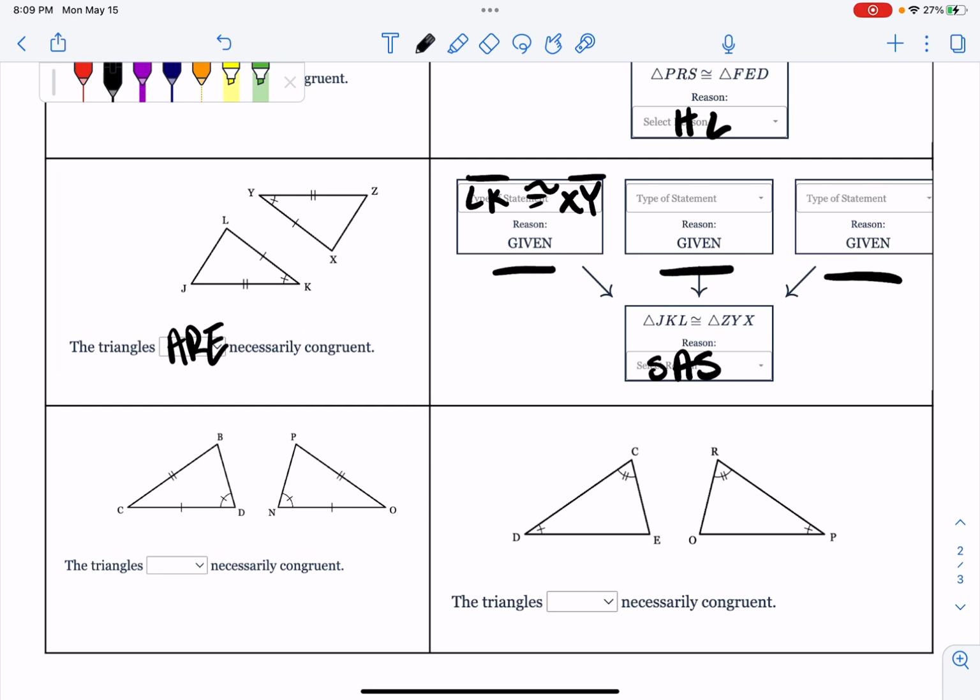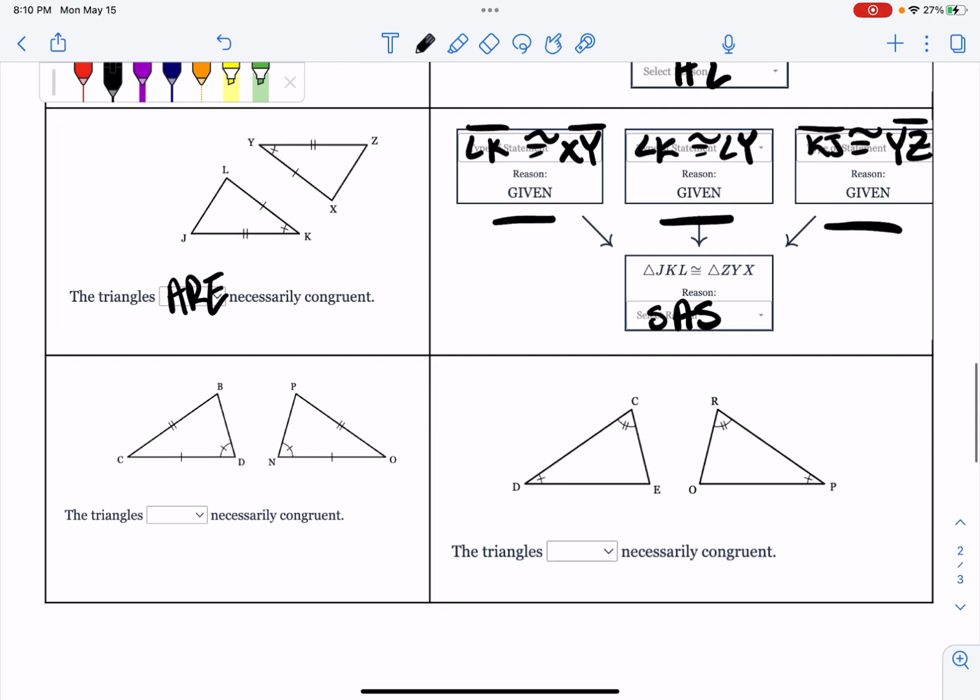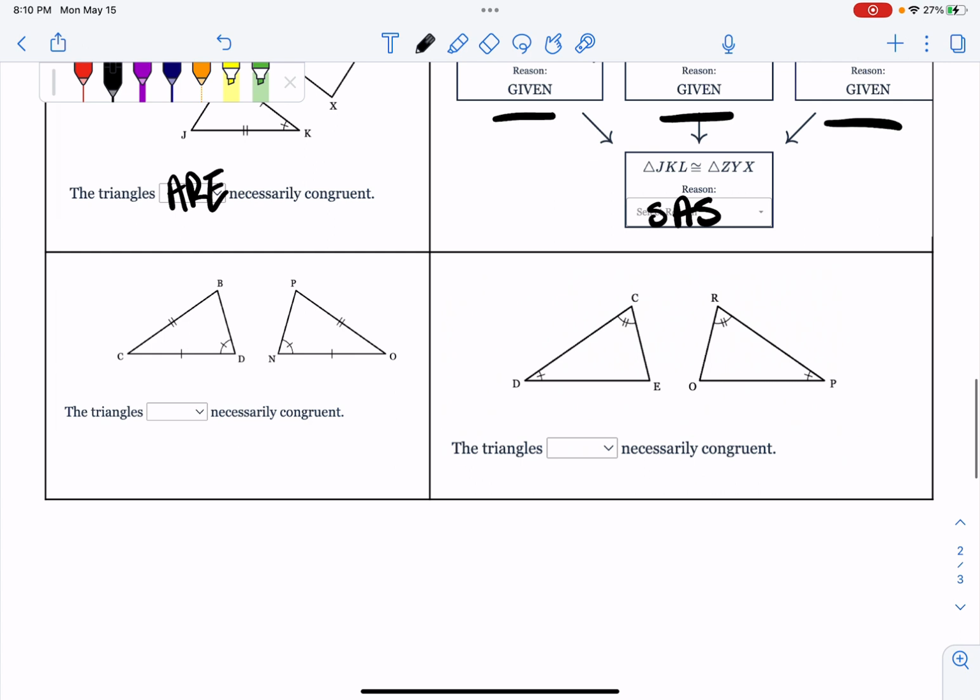And then we're going for the angle that they told us. Angle K is congruent to angle Y. Again, that's given by the markings. And then lastly, we want to do our last side, which would be KJ is congruent to YZ. And again, all of these parts, the order matters here. So these are congruent triangles by side, angle, side, and lining up the corresponding congruent parts.